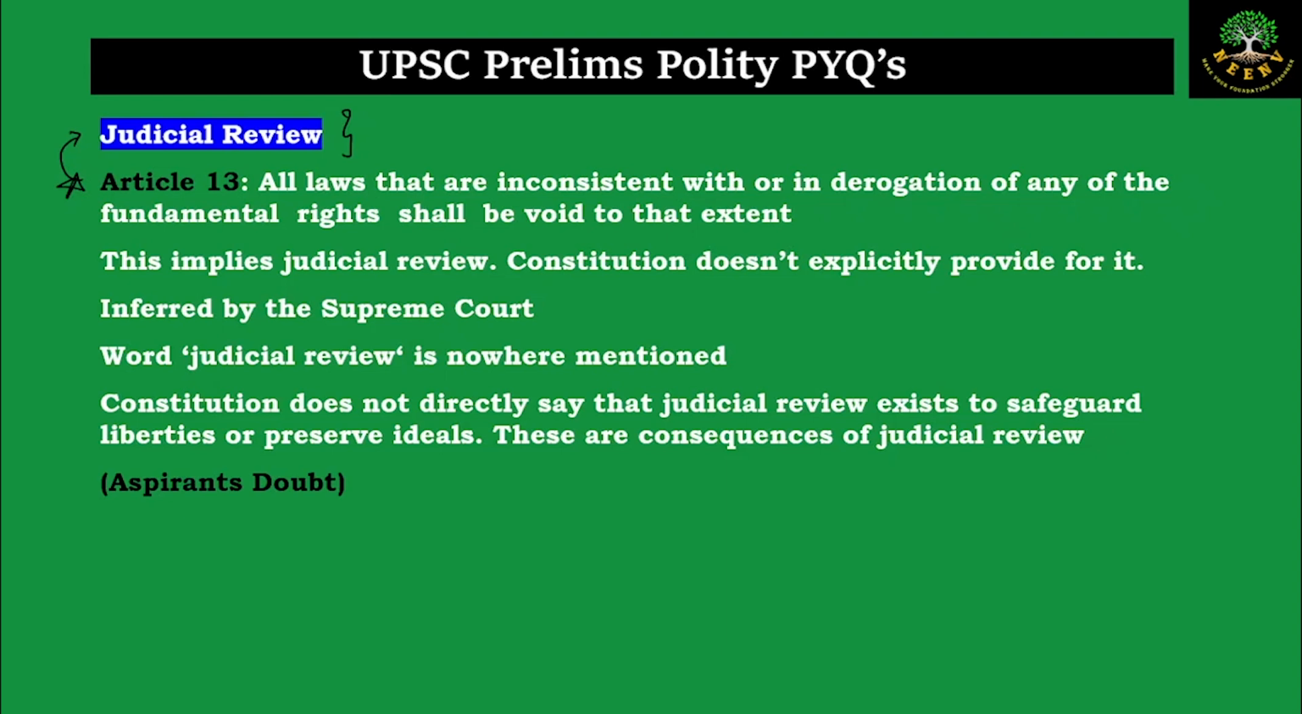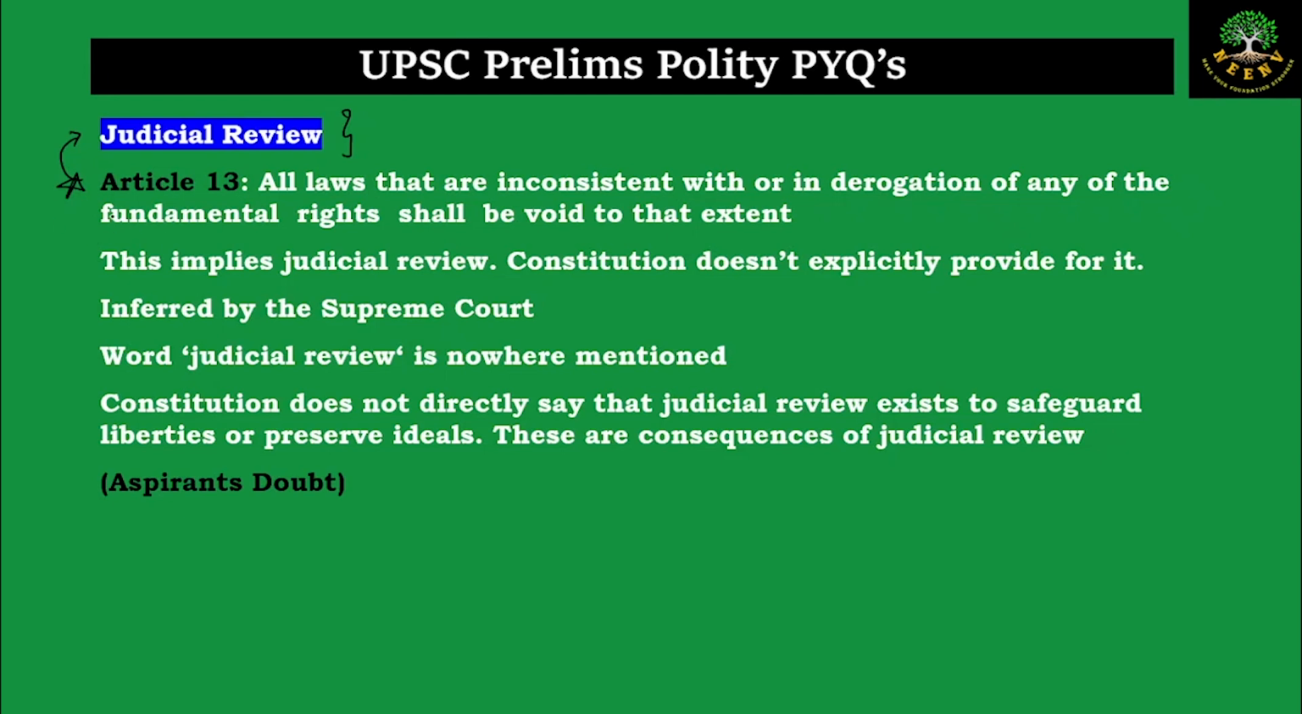Now, if you look at Article 13, it says that all laws which are inconsistent or in derogation of any of the fundamental rights shall be void to that extent. So this in fact implies the concept of judicial review, but the constitution nowhere explicitly provides for judicial review. It is an inferred concept, it is an implication concept, and also the word judicial review is nowhere mentioned in the constitution. So the constitution doesn't directly say that the judicial review exists to safeguard the liberties of the people. These are consequences of the judicial review.